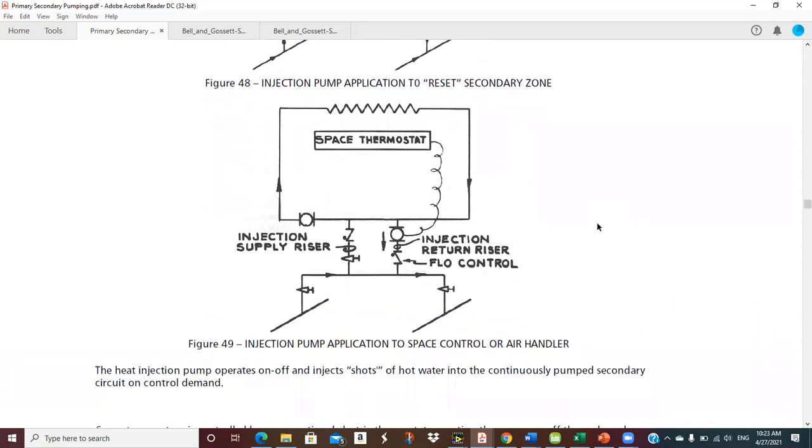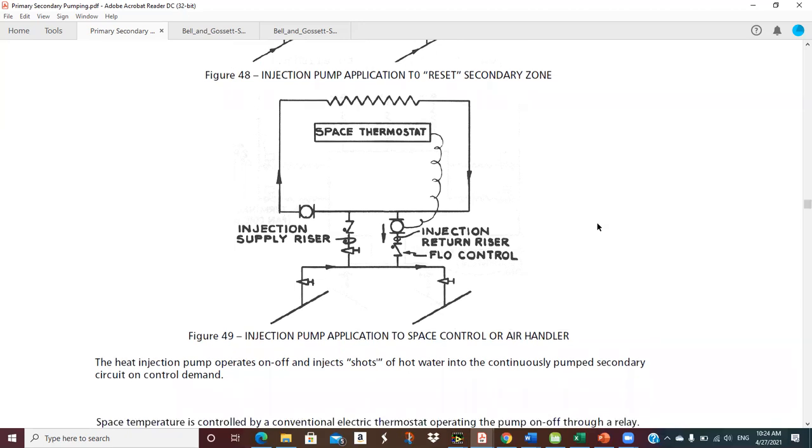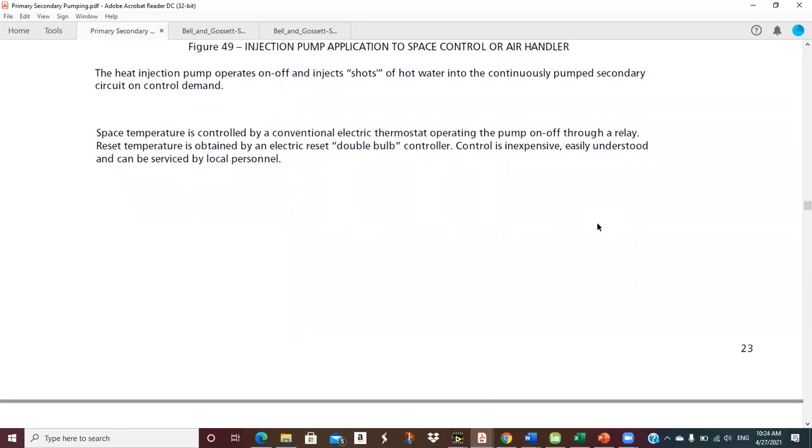Okay. Injection pump to space control or air handler. Your space thermostat could control that injection pump, or it could be a discharge air temperature on your air handler. It could be a lot of things. The heat injection pump operates on-off and injects shots of hot water into the continuously pumped secondary circuit on controlled demand. So we're going to run that pump, put a shot of hot water in there, pump that around. If we need some more, we'll put another shot, that sort of thing. Space temperature is controlled by a conventional electric thermostat operating the pump on-off through a relay. Reset temperature is obtained by an electric reset double bulb controller. Control is inexpensive, easily understood, and can be serviced by local personnel.